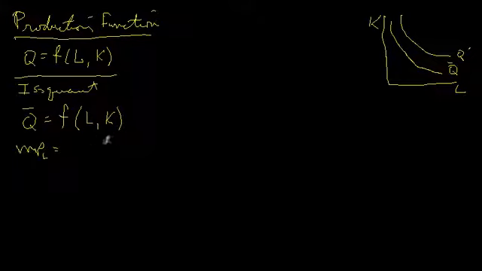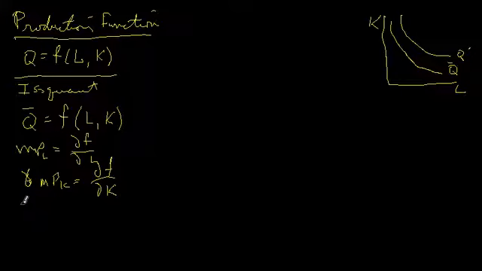Next, let's define the marginal product of labor. The marginal product of labor is the partial derivative of the production function with respect to L, the quantity of labor, and similarly for capital, the marginal product of capital is the partial derivative of the function f with respect to K.